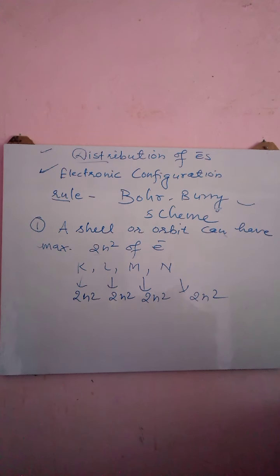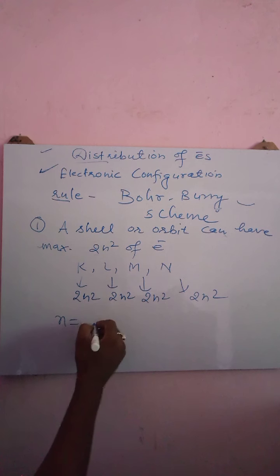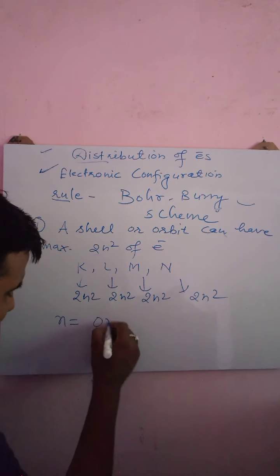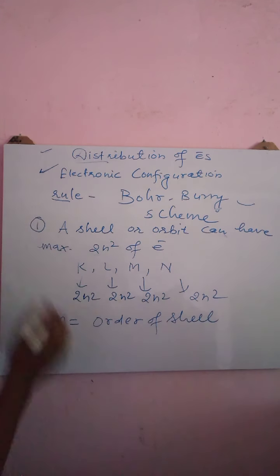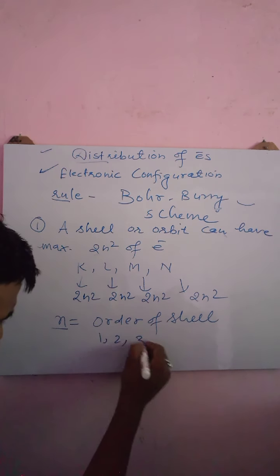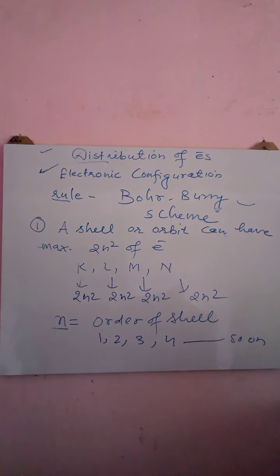Clear? Where this n stands for the principal quantum number. Principal quantum number, briefly I told you all in Niels Bohr's model of an atom. This small n stands for the order of the shell, also known as the principal quantum number. It means it may be 1, 2, 3, 4 and so on.